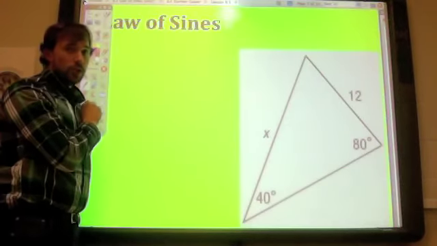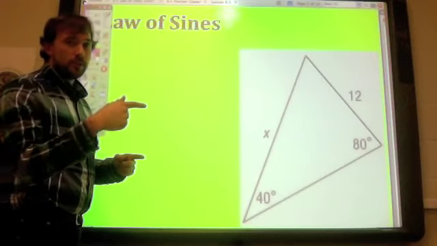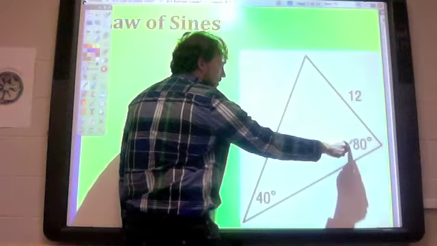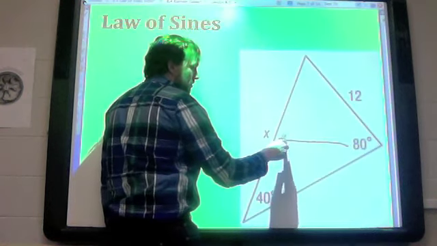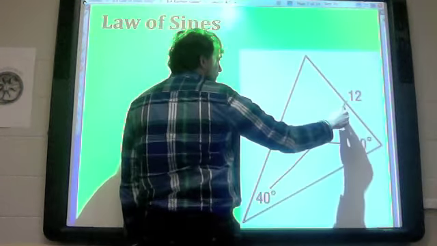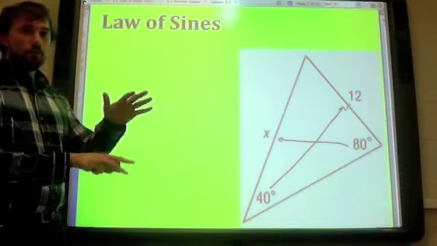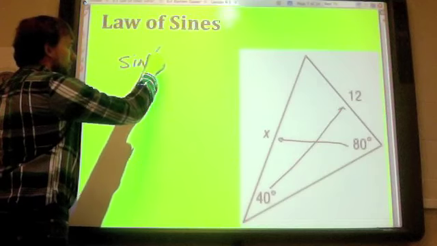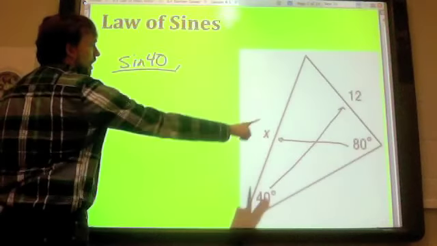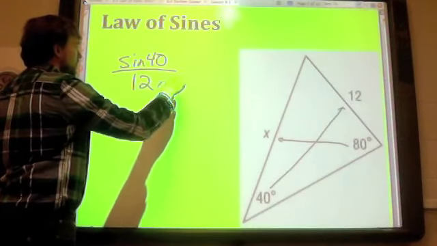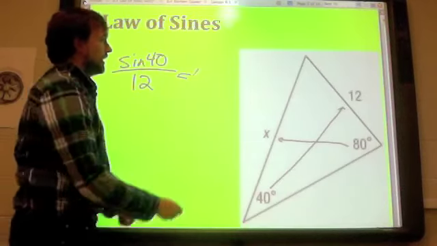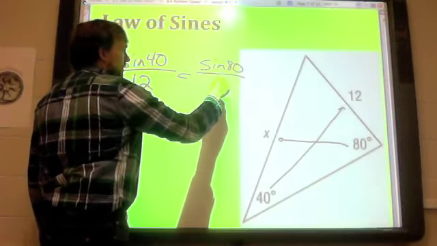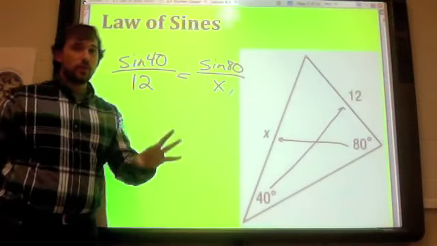Very simple. We're looking at opposite angles to opposite sides. So this angle is opposite of x, and this angle is opposite of 12. So those are the ones that are going to be proportional to each other. So sine of 40 over the opposite side, 12, equals sine of 80 over x.